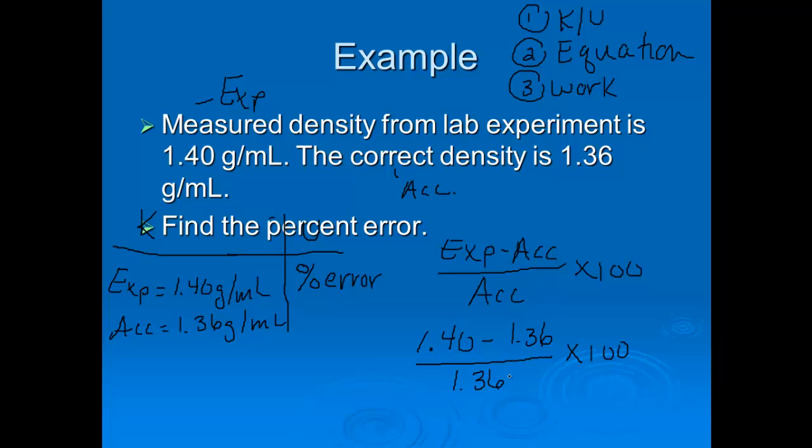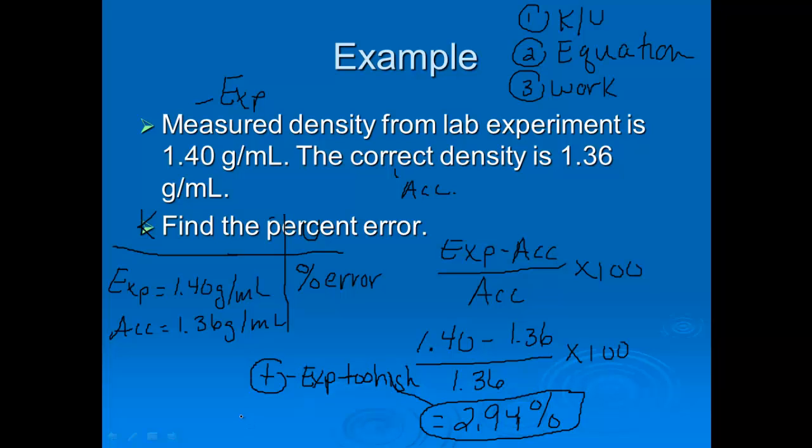Okay, so I'm going to go ahead and write down two decimal places, and I'll answer that question as to why here in just a minute. But we get 2.94% as our answer, meaning that 1.40 is 2.94% higher than 1.36. Since it was a positive number, that means that the experimental was too high.